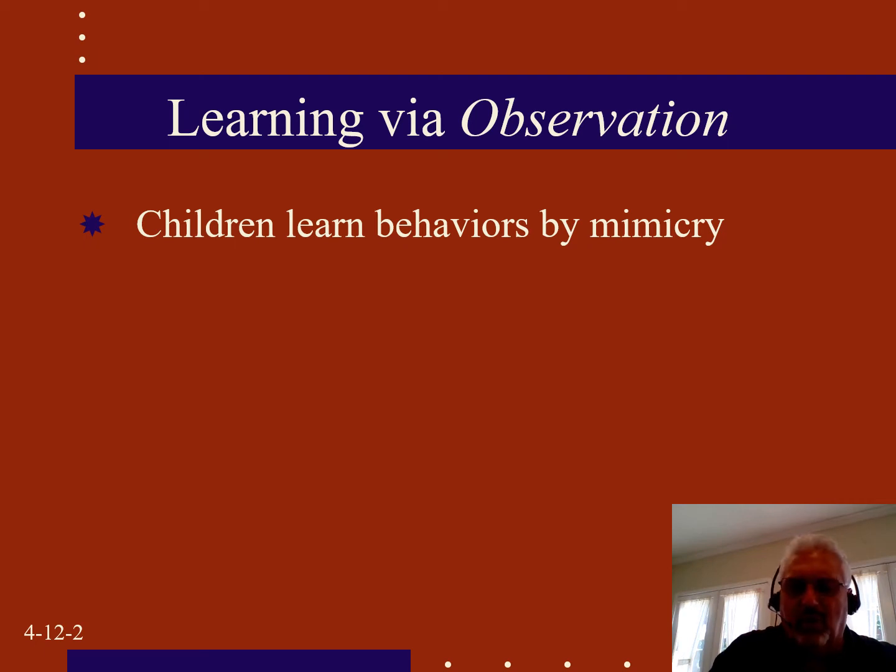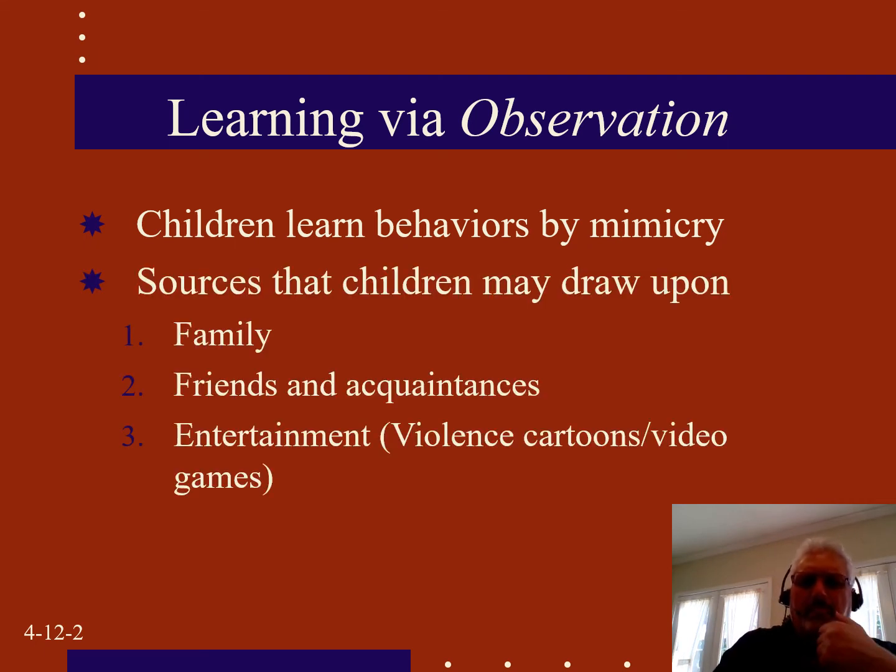Children learn through mimicry. Well, how do they learn to be criminals? They tend to draw upon family, friends and acquaintances, and of course, ever increasingly, entertainment, the media. So if you grow up in a household where violence is normative, something that happens pretty often, chances are you're going to think there's nothing wrong with violence. If you hang out with people who think deviant behavior is okay, especially at that young, vulnerable, awkward age, in 6th, 7th, 8th grade.